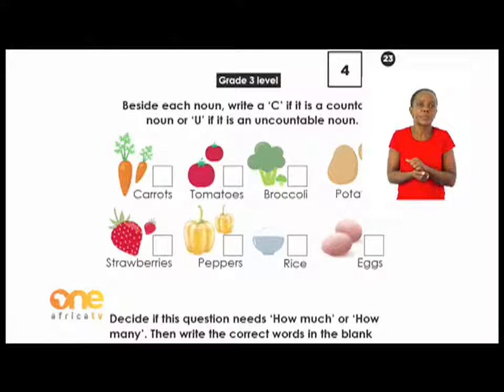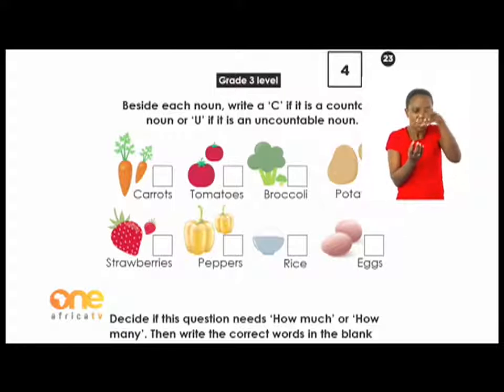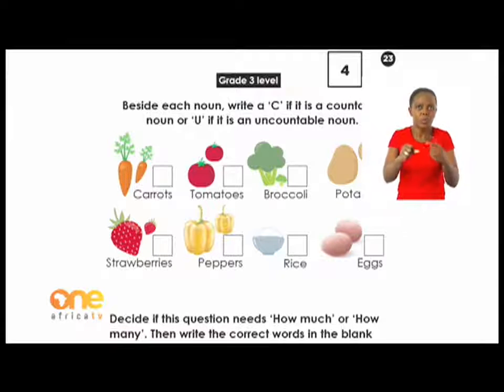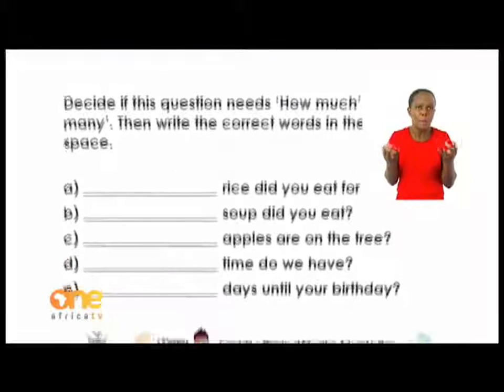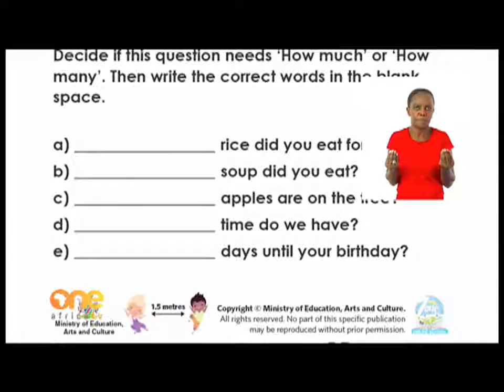Now, let's look for something that we cannot count. Can we count that broccoli to say 1, 2, 3? No. So it is an uncountable noun. So you're going to write a U. Potatoes. Can we count the potatoes? Yes, we can count the potatoes. So we're going to write a C. The rest you can do by yourself. There are also questions that are going to be asked. How many and how much? Write those by yourself at home.